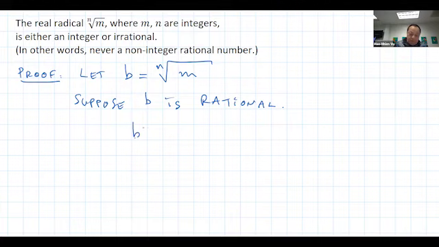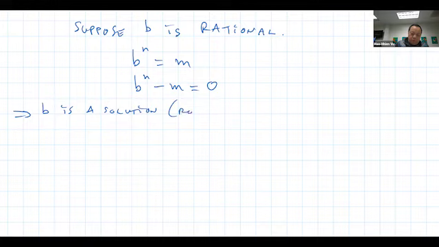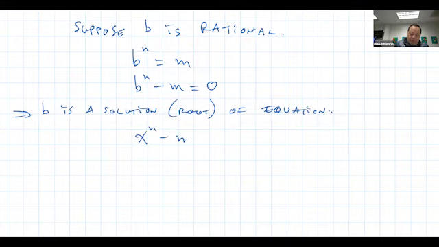Starting from here, I'm going to raise both sides to the power n. So b to the nth power is equal to m. And then I subtract m from both sides. I have b to the nth minus m equals 0. So what it means is that b is a solution or root of the equation x to the nth minus m equals 0.